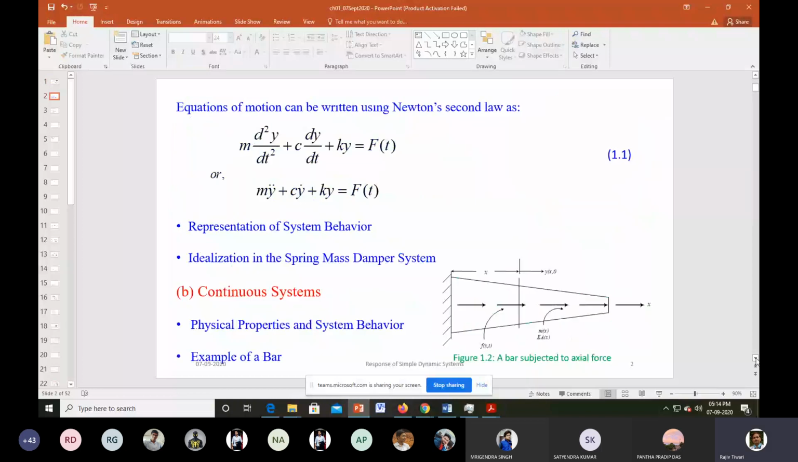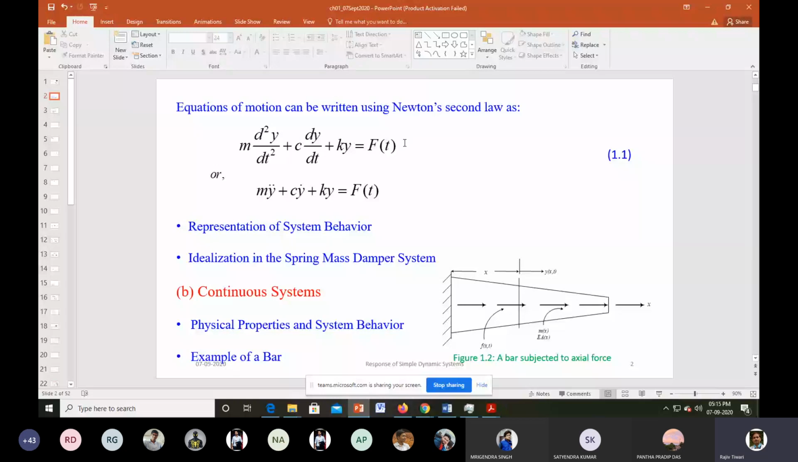The equation that comes for this kind of system, a simple single degree of freedom system which you have already studied in your dynamics course, is mass into acceleration, which is the inertia force; damping into velocity, which is the damping force from the coupling; and stiffness into displacement, which is the stiffness or restoring force. These three forces, inertia, damping, and restoring force, are balanced by, or equal to, the external force.